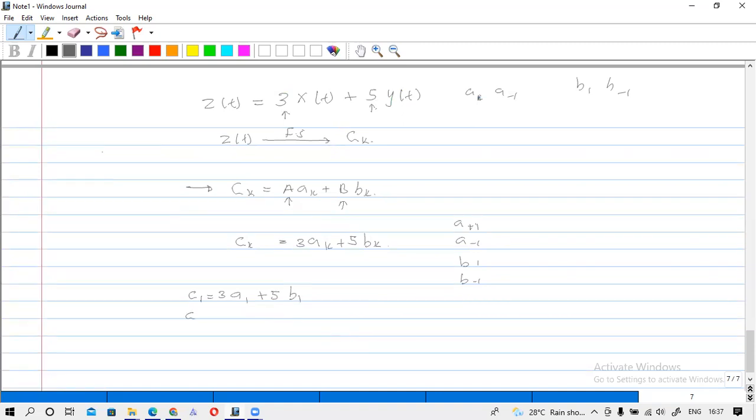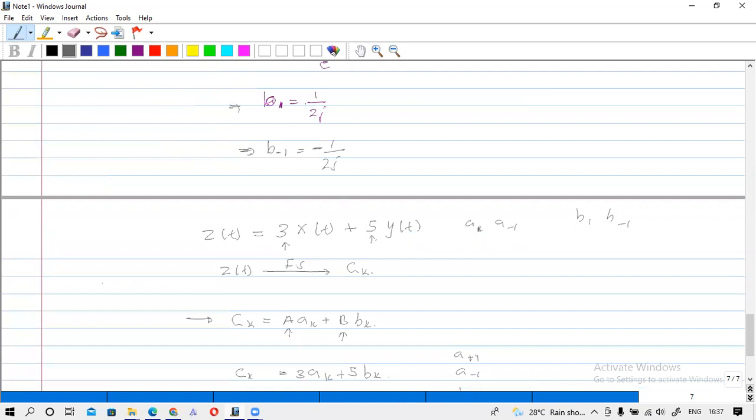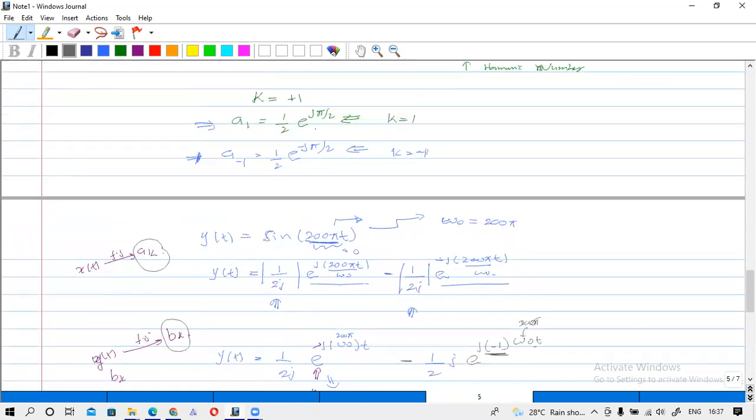So what is C1? 3a1 plus 5b1. You have already found these a1 and b1 values. What is b1? b1 is 1 by 2j, and what is a1?